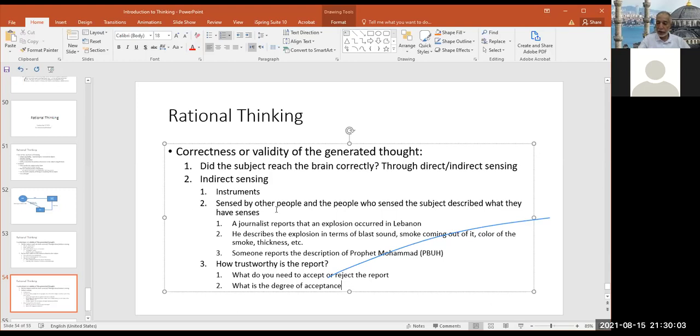So that's where the issues with indirect sensing come from. You need your previous information. You need previous information to pass a judgment on the correctness or validity before you start thinking about the subject itself.